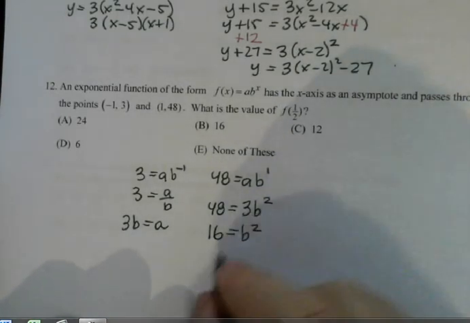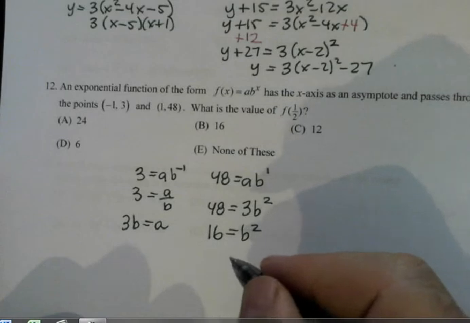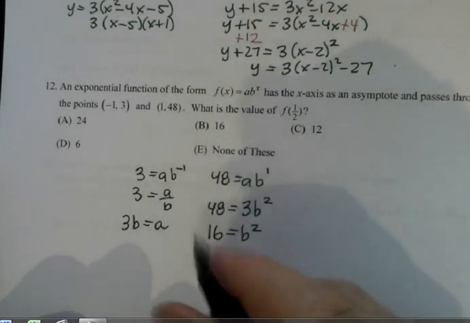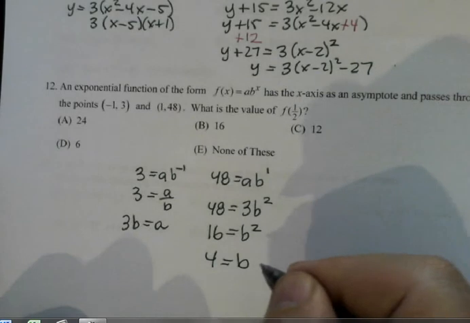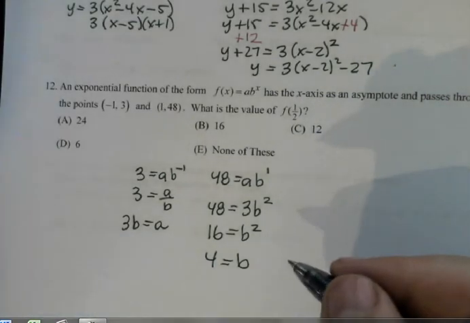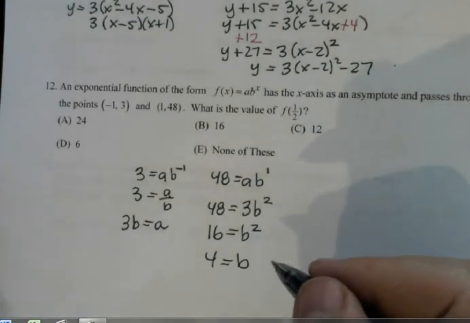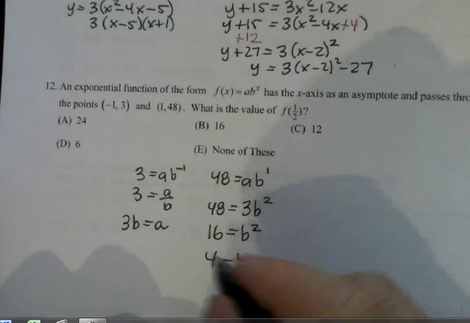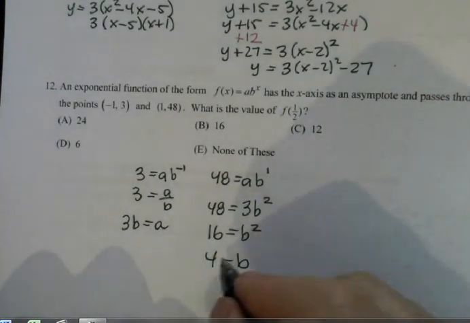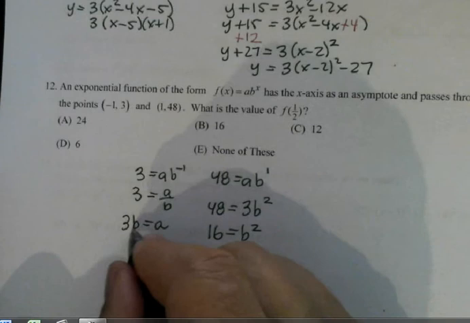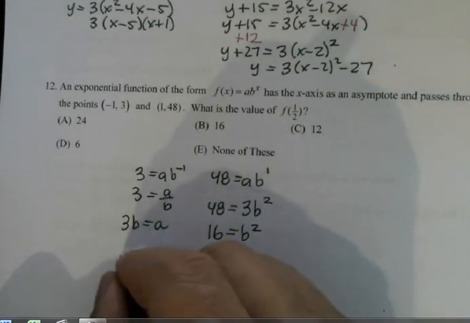Take the square root, and you normally do plus or minus 4, but bases on exponential functions are always positive. Otherwise, it's not going to be a function, because you end up getting things like complex numbers, which throw things off. So b equals 4. Now I've got to find out what a is. Well, a would equal this 3 times 4, so a equals 12.